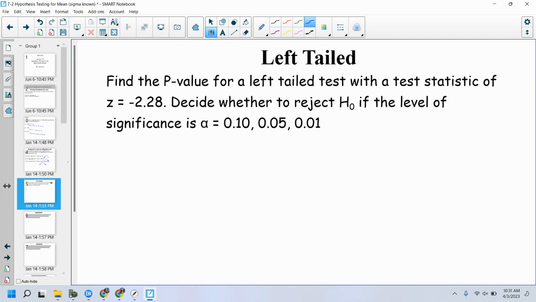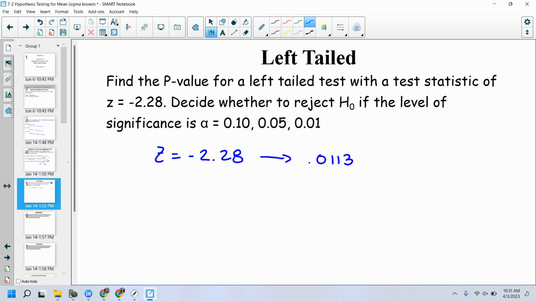Okay, so let's start with our easiest one, the left-tail test. Find the p-value for a left-tail test with a test statistic of negative 2.28 and decide whether to reject the null if the level of significance alpha is 0.1, 0.05, then 0.01. If our z-score is negative 2.28, I'm going to go to my z-score table and find negative 2.28. I see 0.0113.